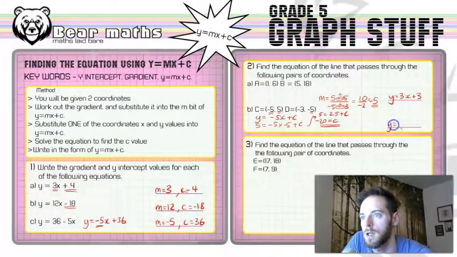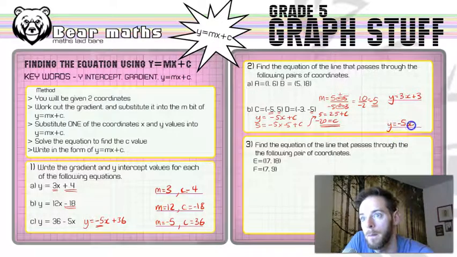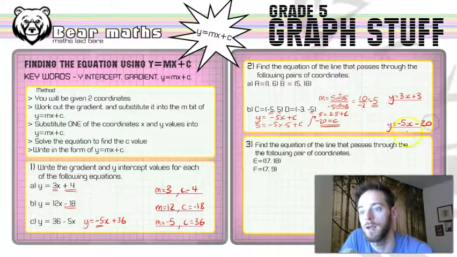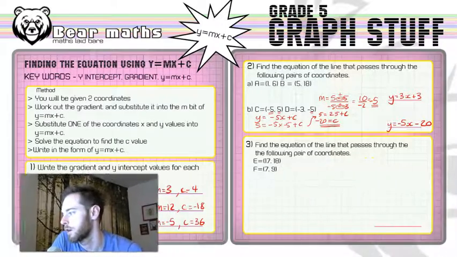So y equals minus 5x minus 20. It is pretty tricky, but if you do it one step at a time, you'll get used to doing it. Right, move myself over to the third question.